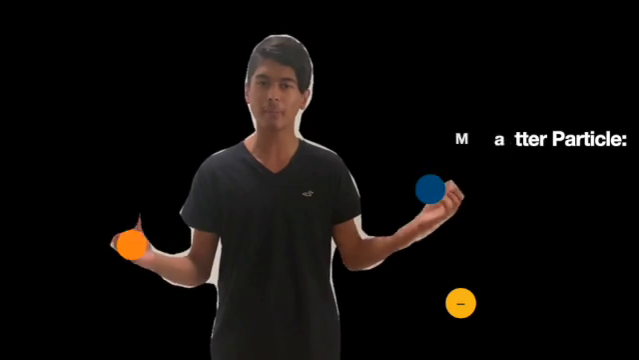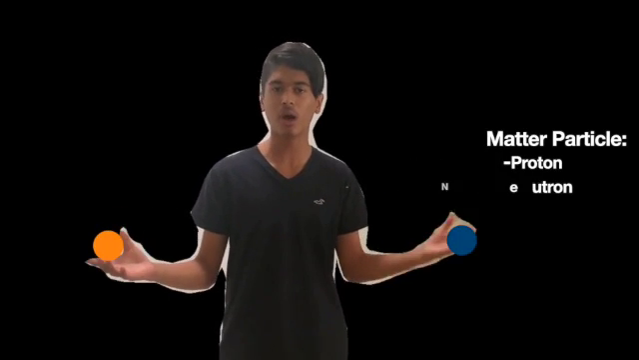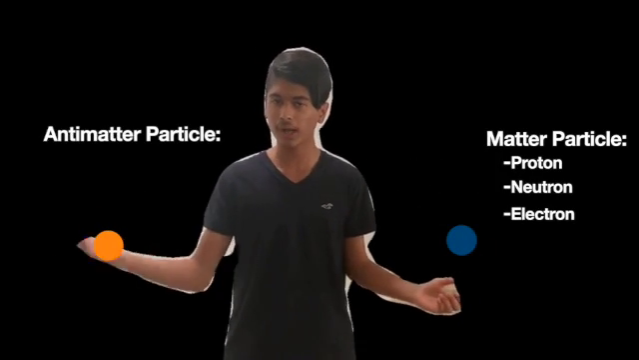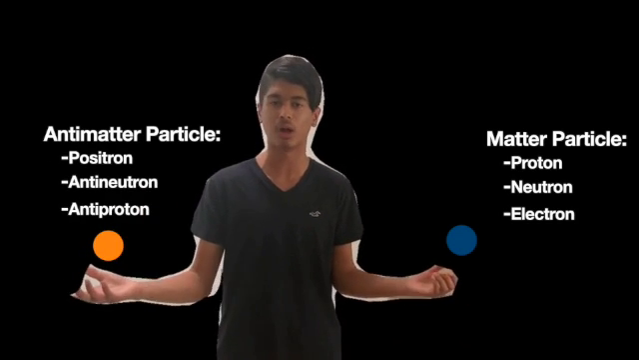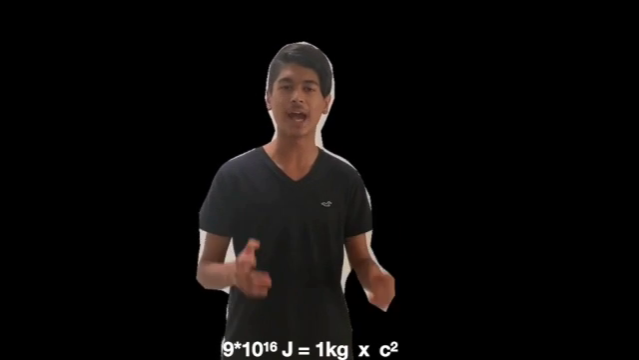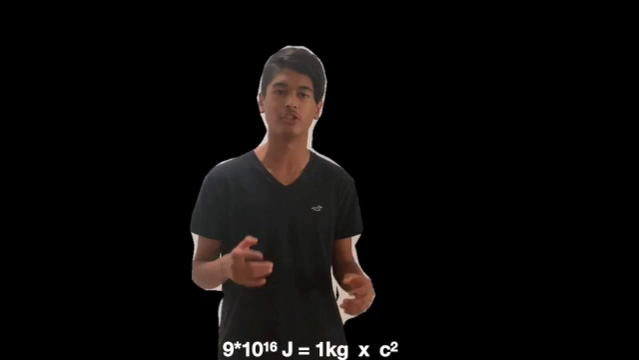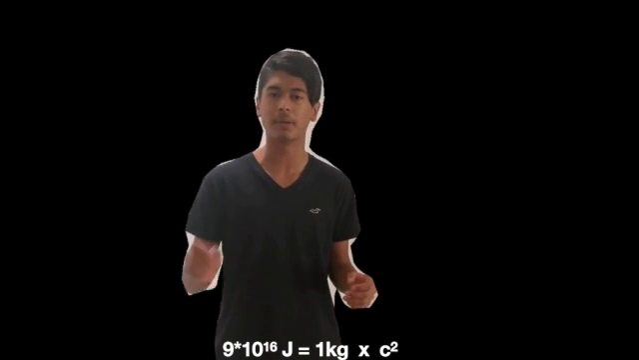And so this includes one matter particle, such as a proton, neutron, or electron, and one antimatter particle, such as a positron, antineutron, or antiproton. And this is actually how we power particle accelerators, which are mainly used in research. One smaller idea we got from this equation is that if we convert 1 kilogram of mass straight into pure energy, we get 90 quadrillion joules of pure energy, or 9 by 10 to the power of 16 joules of pure energy.